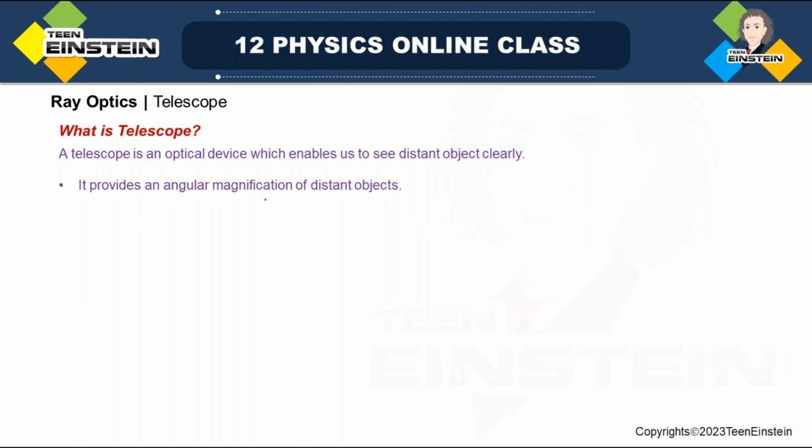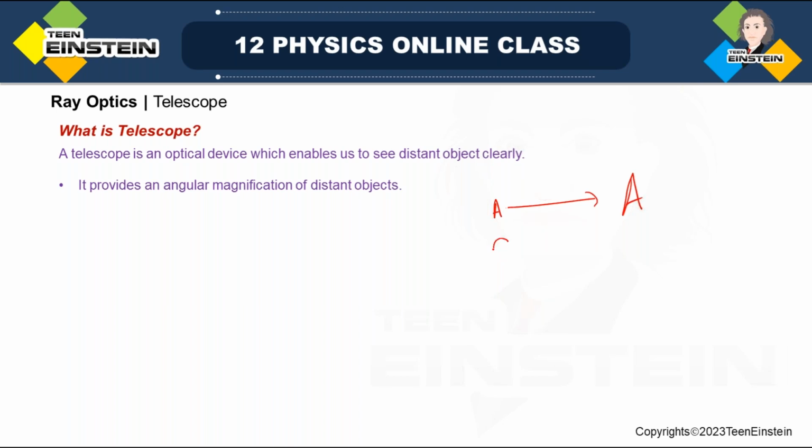provide an angular magnification. We have seen this angular magnification in case of microscope as well. In case of microscope, this is totally different. In microscope, you see a small object as bigger. In this case, you see a distant object. Obviously here also we see things in a larger size.